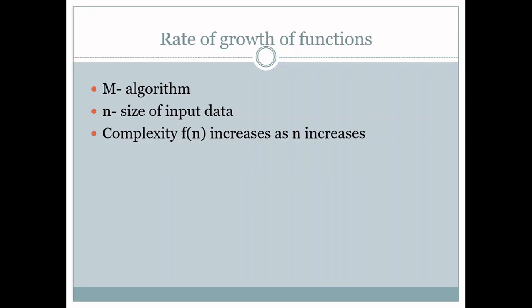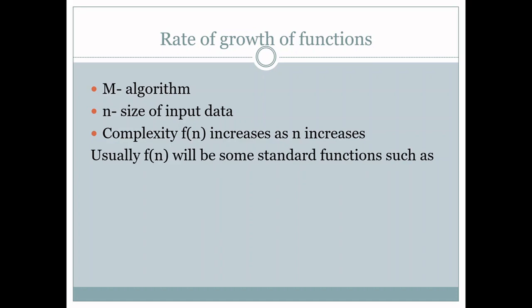Then the complexity of the algorithm, that is represented as f of n, increases as the value of n increases. We know that if there are 10 elements, the complexity will be less when compared to if there are 100 elements. That is, if the input size increases, the complexity also increases because it needs more time for execution and more storage space also needed. And the complexity is measured in terms of time and space.